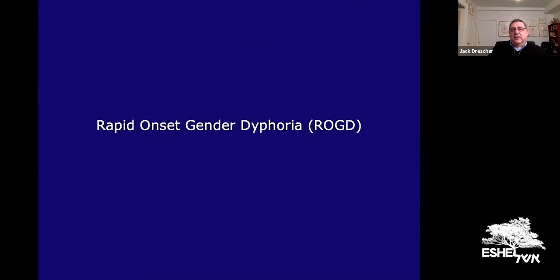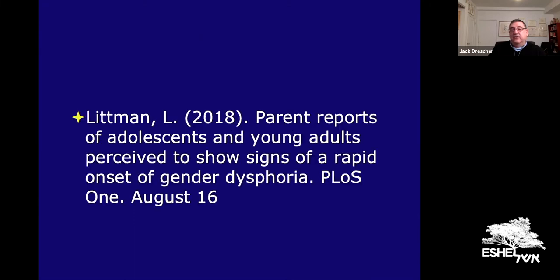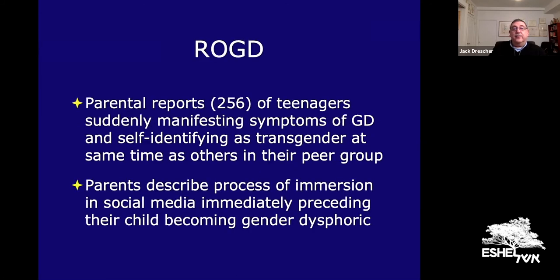There's another controversy, more of an academic controversy, called rapid onset gender dysphoria. Lisa Littman, a psychiatrist up at Brown, published a study of adolescents and young adults who are showing signs of what she called a rapid onset of gender dysphoria. She interviewed 256 parents who said their kids were suddenly showing gender dysphoria symptoms and identifying as transgender at the same time as this was happening in other kids in their peer group.